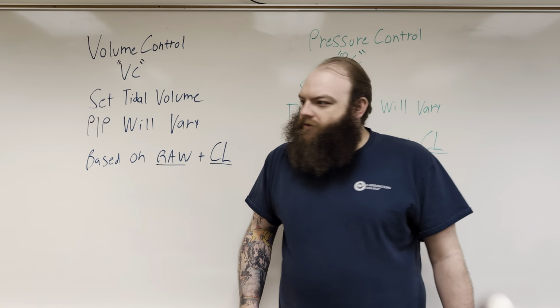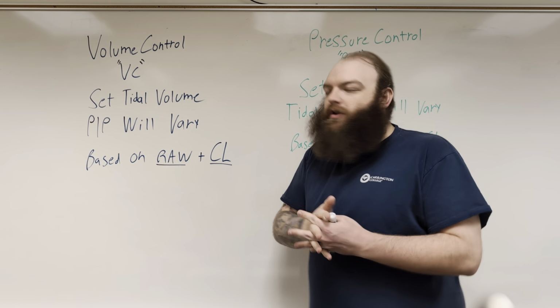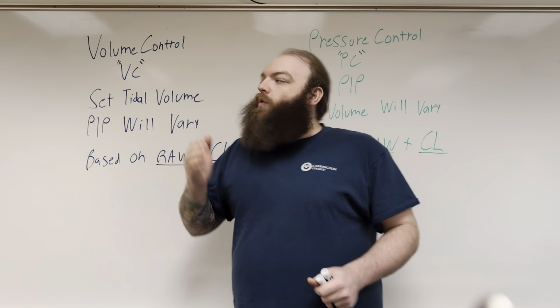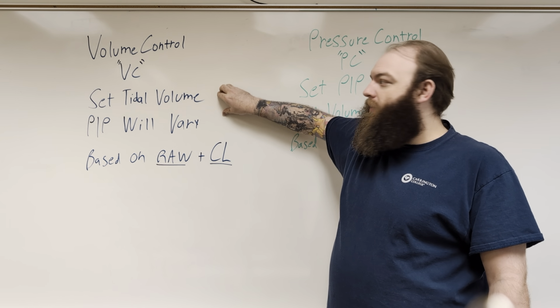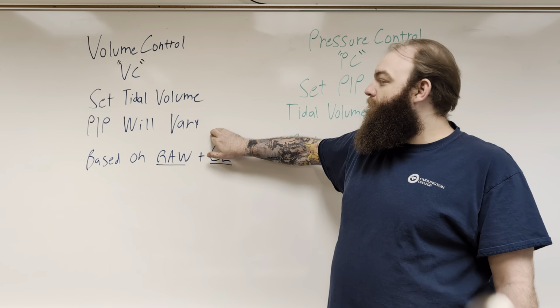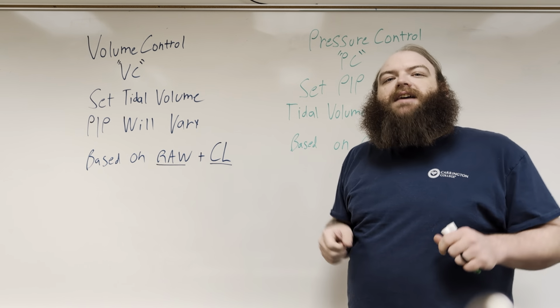I just wanted to make this video to discuss the differences between volume control and pressure control. So let's go ahead and start with volume control. With volume control, we have a set tidal volume and our PIP will vary based on our airway resistance and our lung compliance. What exactly does that mean?